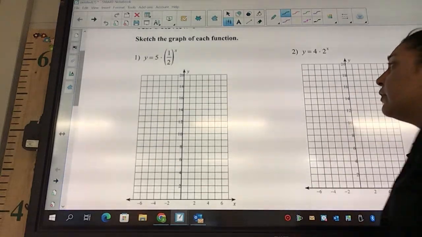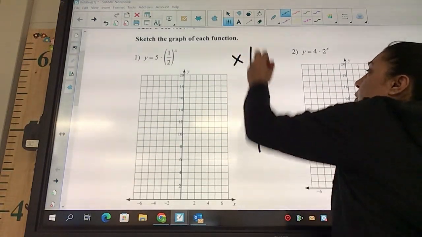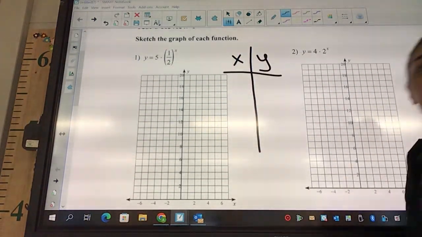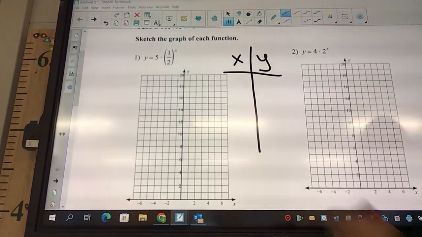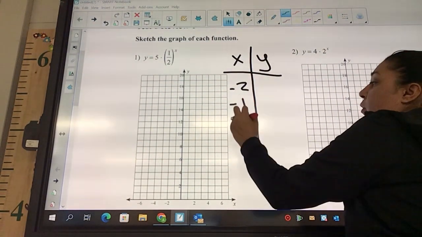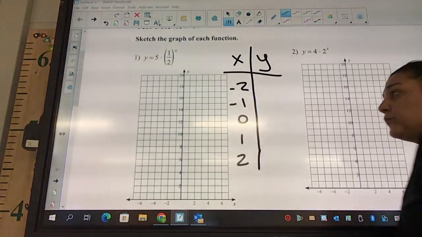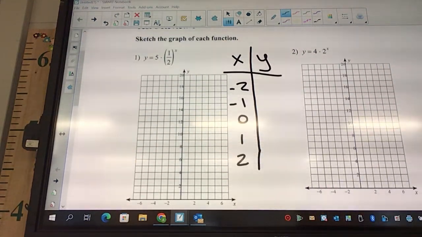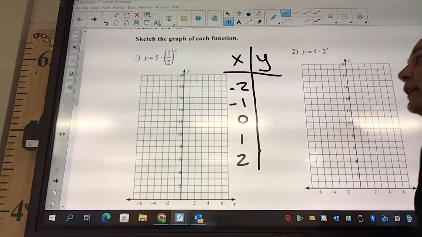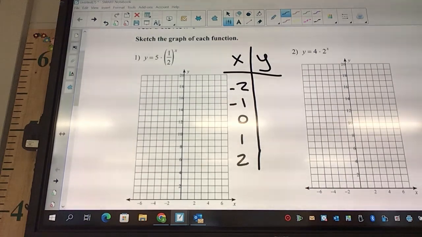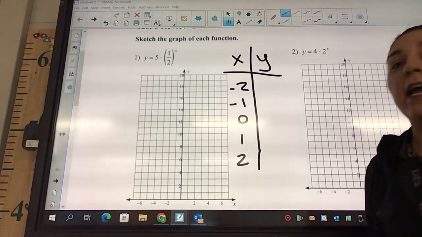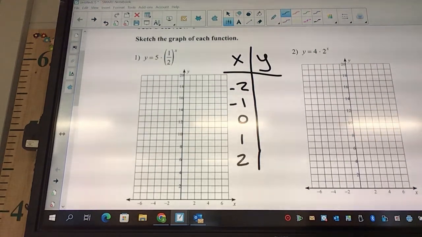In order for us to do that, we make our XY chart, and what numbers do we put on there? -2, -1, 0, 1, and 2. Okay, and then we just go through and plug those in. So on your calculator, you're going to type in 5 times, and you're going to hit your fraction button and type in 1/2. Okay, and then you're going to hit that power button and type in -2.